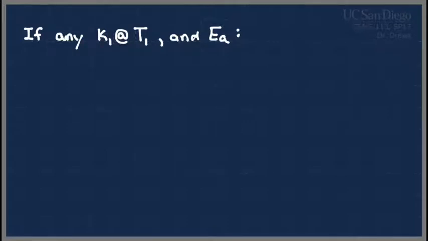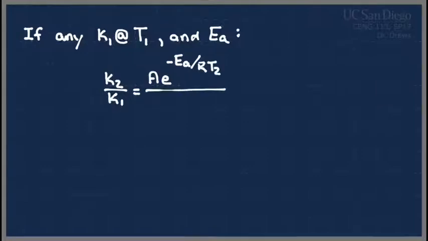So if you take k is equal to A exponential of minus EA over RT and put that underneath another one, or above another one that looks like k is equal to A times exponential of minus EA over RT, the ratio of those two will give you the new k. So if you take k2 over k1 and just use those definitions that we had, that's A times exponential of minus EA over R T2, divided by exactly the same thing except for T1.